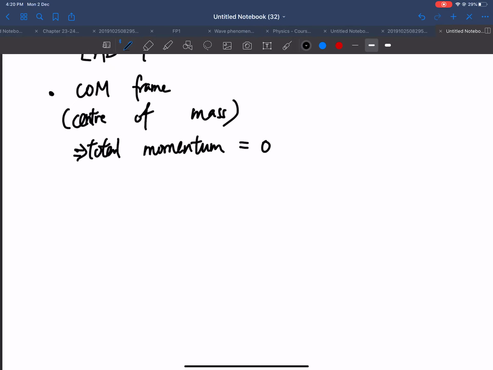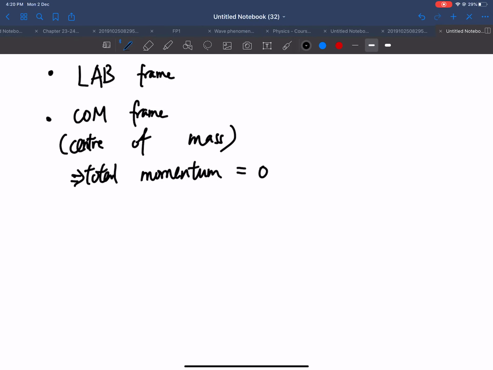The frame in the laboratory is the LAB frame. Where is this COM frame? We will learn it later on after we have learned about center of mass. So let's go on.